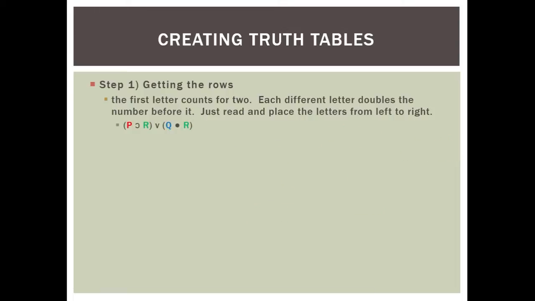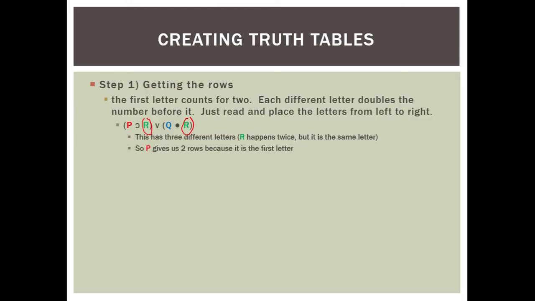So in this example, P, R, Q, R, this has 3 different letters. If you notice that R in green, it happens twice. So that one isn't counting twice, it's just counting once. So the 3 different letters you have are a P, an R, and a Q. And we're going to read that from left to right.